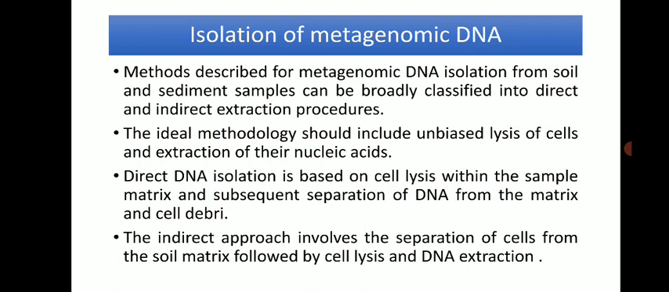In case of the indirect approach, it involves separation of cells from the soil matrix followed by cell lysis and DNA extraction. So here in the indirect approach, first the cells are separated by various means such as centrifugation, and after separation the cells are lysed and DNA gets extracted and purified. And in case of direct DNA isolation, the lysis methods are carried out directly at environmental sites, and then the leaked DNA is isolated.